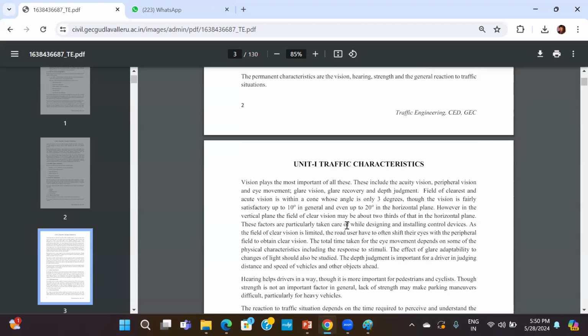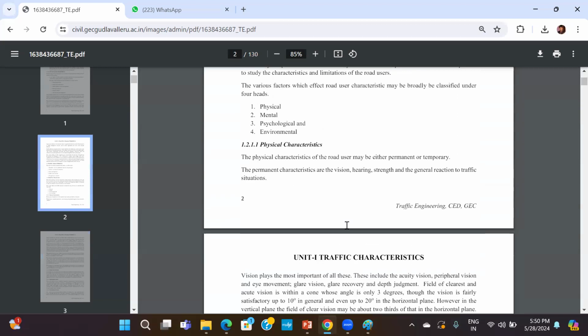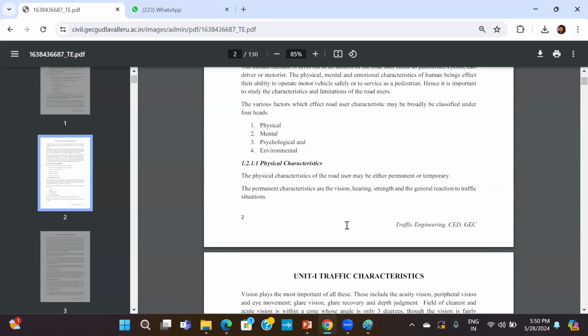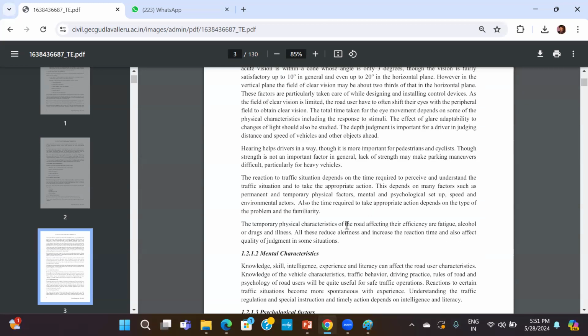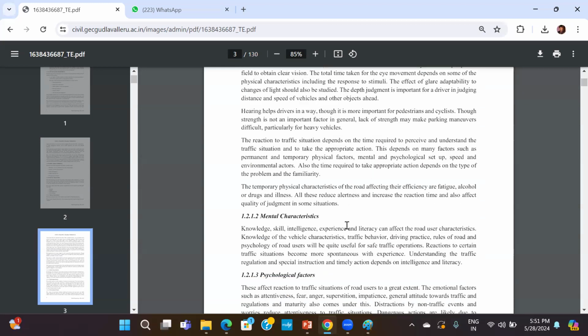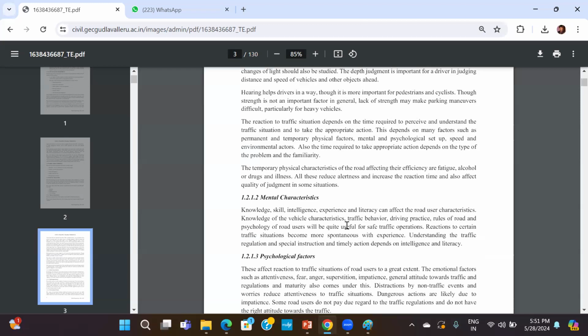So this is the physical characteristics in road users. And coming to the second one, mental characteristics. While using the road, a person may not be well aware of the rules and may not have any knowledge. So knowledge, skill, intelligence, experience, and literacy can affect the road user characteristics.